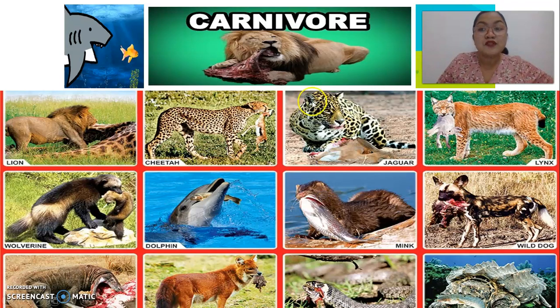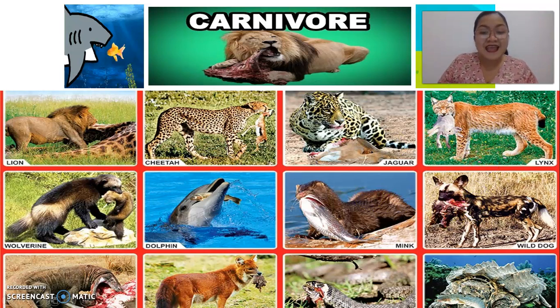Next, number two, we have carnivore. Can you tell teacher what is a carnivore? Very good. So carnivores are animals that only eat meat. Very good. Again, carnivores are animals that only eat meat. So for example, lion, dolphin, cheetah, jaguar, lynx, wild dog, and mink.